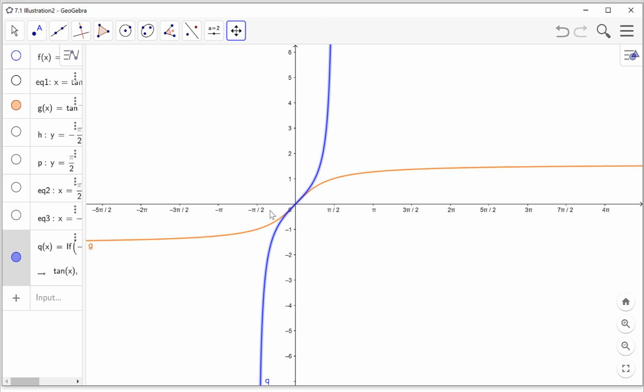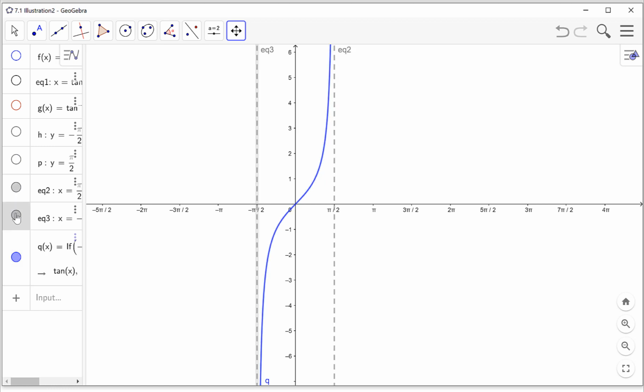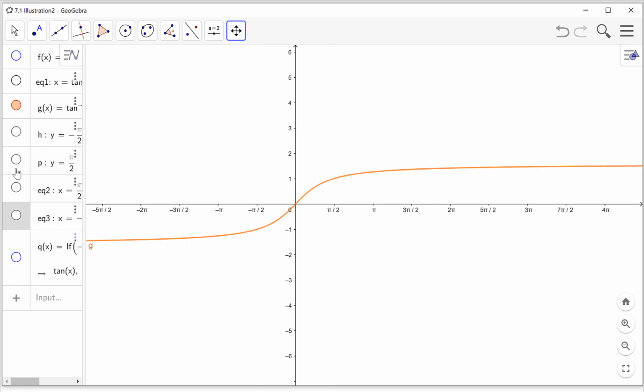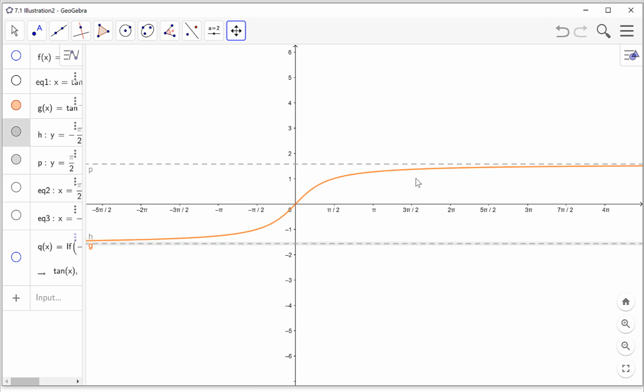Now notice, though, the original is contained between 2 vertical asymptotes. So the inverse is going to be contained between 2 horizontal asymptotes. So inverse tangent is sandwiched between 2 horizontal asymptotes.